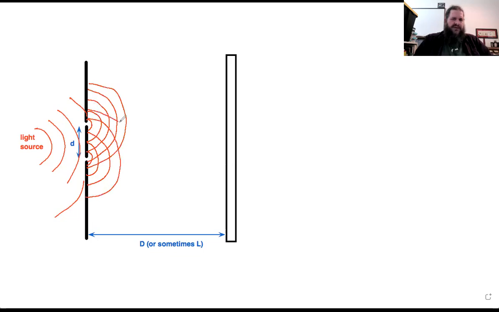And at every location, we can check for interference. Because, for instance, if we look at, let's say, this location here, looks like we've got a crest and a crest overlapping. So what type of interference is that? Constructive. Yeah, that's going to be constructive. Anywhere where we've got crest and crest overlapping is going to be constructive interference.